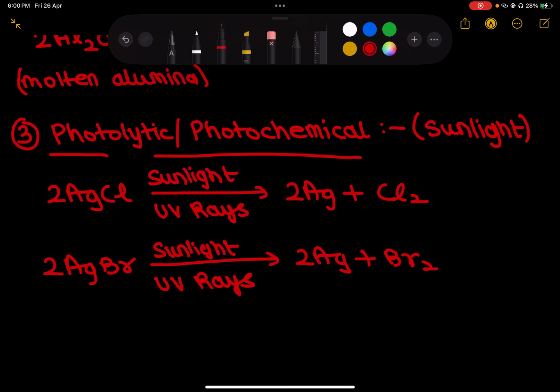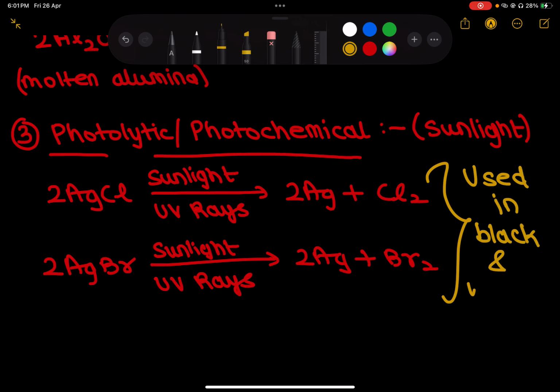And there is an important application of both these reactions. I'll write it here. There is a very, very important application. The application is, these reactions are used in black and white photography. So it is a very important application. It can come in the exam. Just make sure you remember it. It is used in black and white photography.